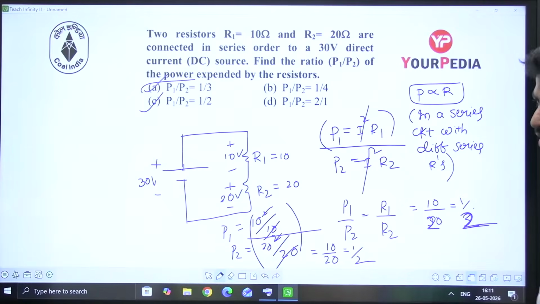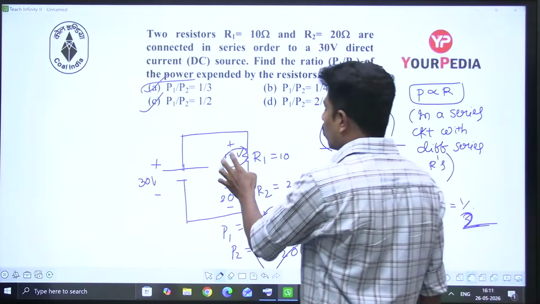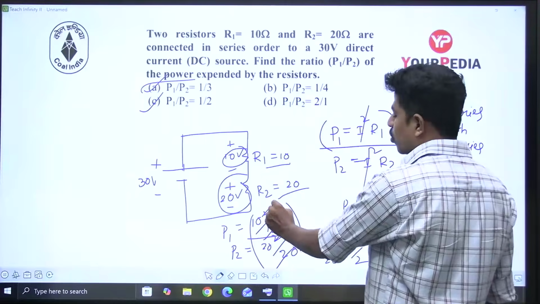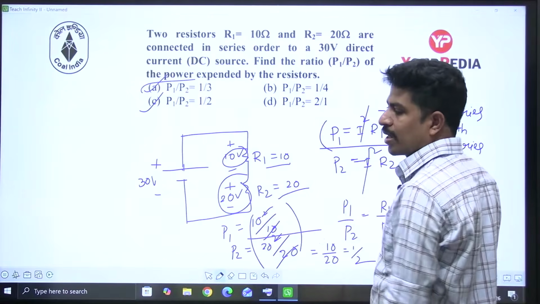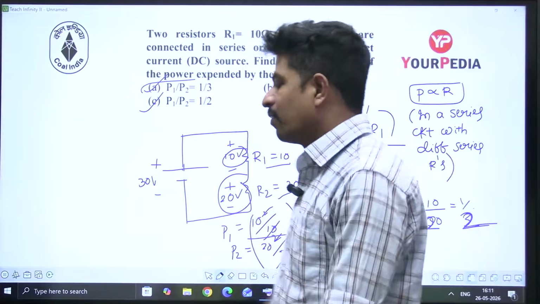The previous question you asked me to solve by using V square by R. V square, voltage is 10 volts, by R. 10 square by 10, 10 is left in the numerator. 20 square by 20, 20 is left in the denominator. 10 divided by 20, 1 by 2 is the answer. Please acknowledge whether you understood that or not. Right? Yeah, fine, Mr. Rock.